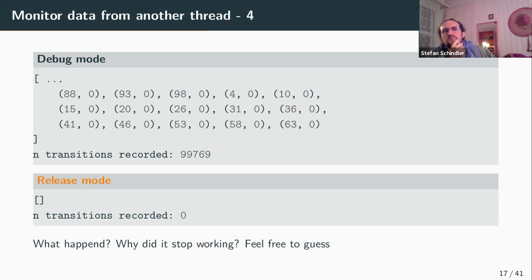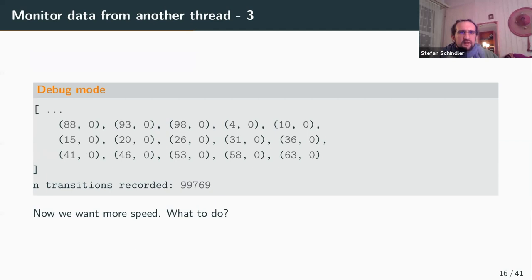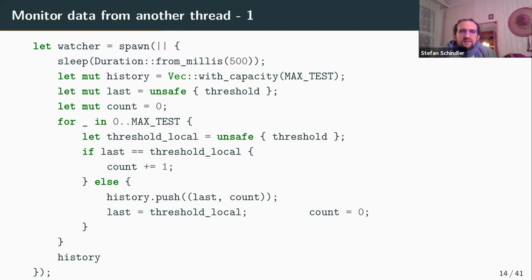This is even worse. Now we don't see any transitions anymore. And you can guess now why, and I will go back to the code of the watcher thread. Why is this not recording any changes anymore?